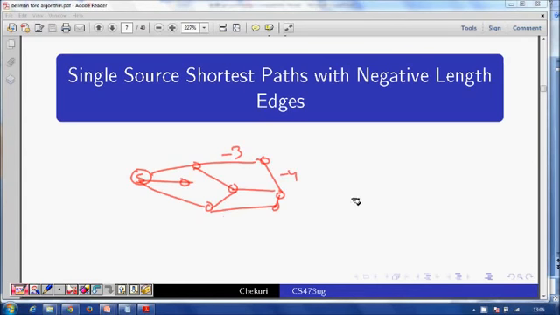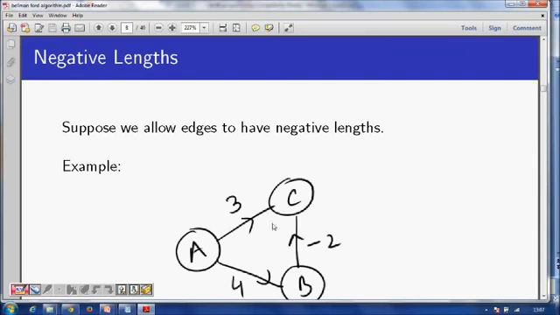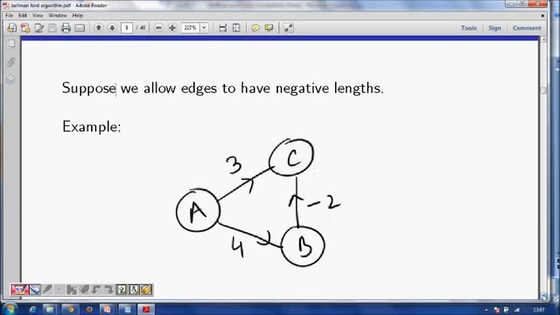Dijkstra's algorithm fails for negative weight edges. So how to handle this? We will now look at the Bellman-Ford algorithm. This algorithm works even for negative weight edges. So let's try to see. Here is an example. Suppose we allow edges to have negative length. So for this example, let's see. Here we have negative length.